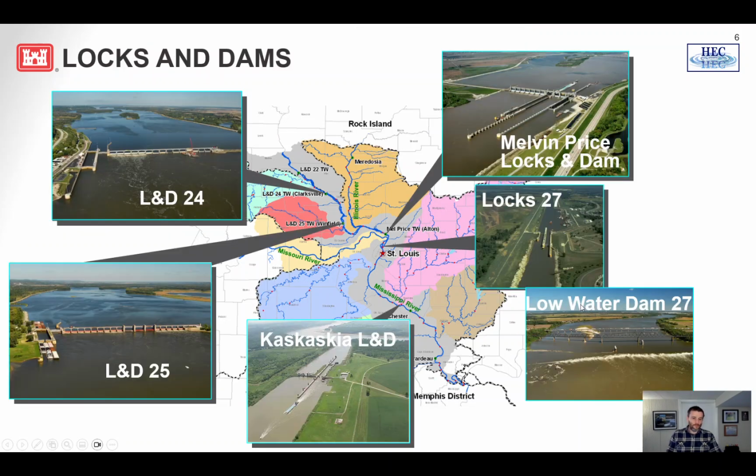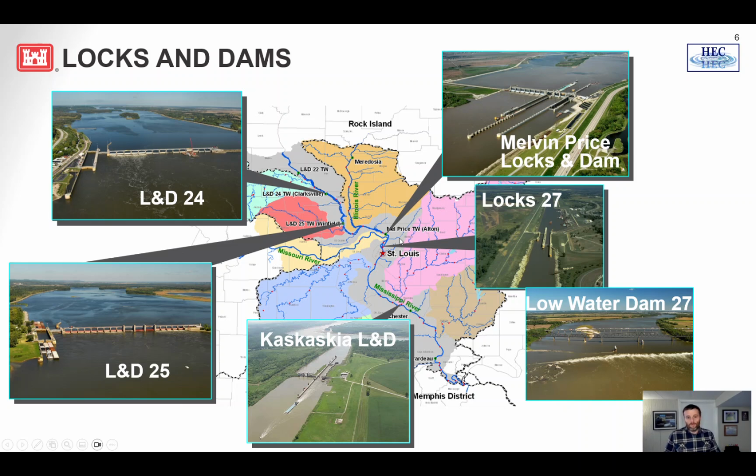In addition to the flood control reservoirs, we have 5 locks and dams in the St. Louis District. There is Lock and Dam 24 at Clarksville, Lock and Dam 25 at Winfield, and then Mel Price Lock and Dam in Alton. This is the last gated structure on the Mississippi River. From Mel Price Lock and Dam all the way to New Orleans and the Gulf, it's all open river. There are no more regulated dams on the river that would have any influence on the control of the river. It's an open, free-flowing system from here south.